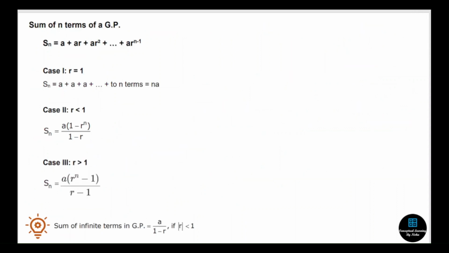Now we want to find the sum of n terms of the GP. Now for example, the GP is, let's say, 1, 2, 4, 8, 16 and so on. And now when I say sum of n terms, it means I am adding those, like this.